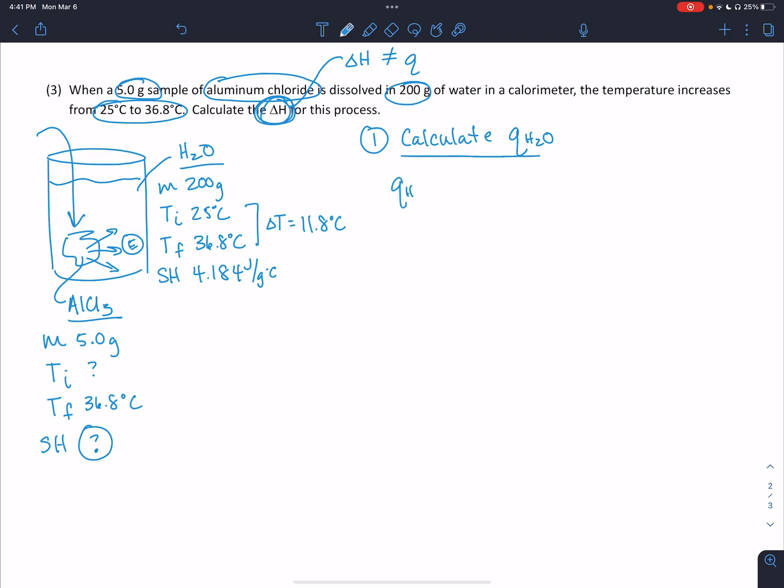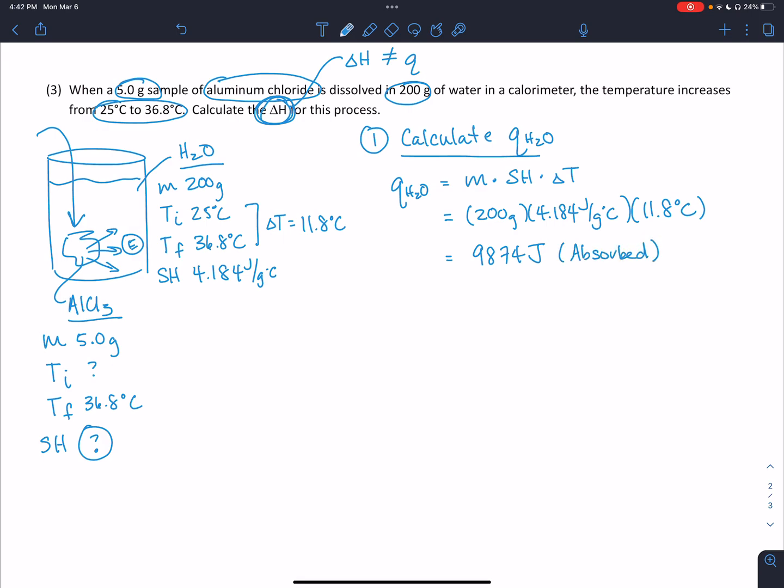So I know that Q of the water is going to be equal to its mass times its specific heat times that delta T value. So we're going to have 200 grams times 4.184 for our specific heat times 11.8 degrees Celsius for our temperature change. Plug that into my calculator, and I find that 9,874 joules worth of energy was absorbed by the water while the aluminum chloride dissolved.